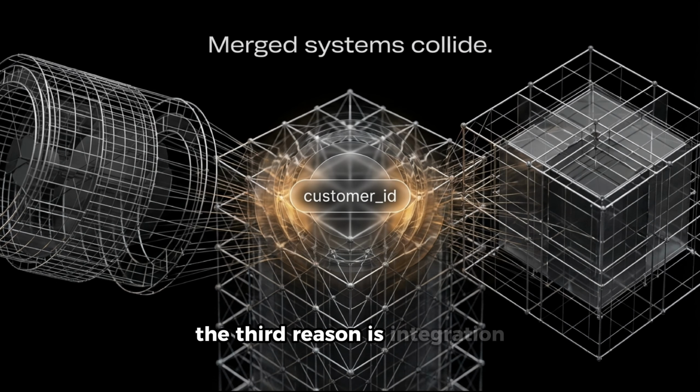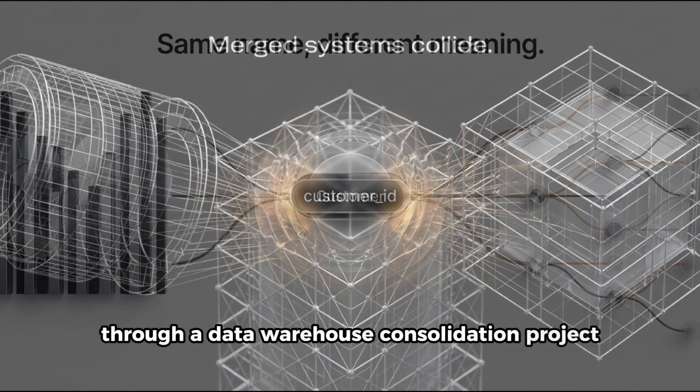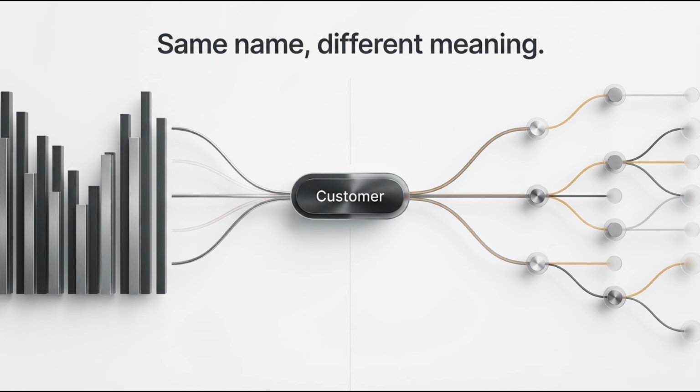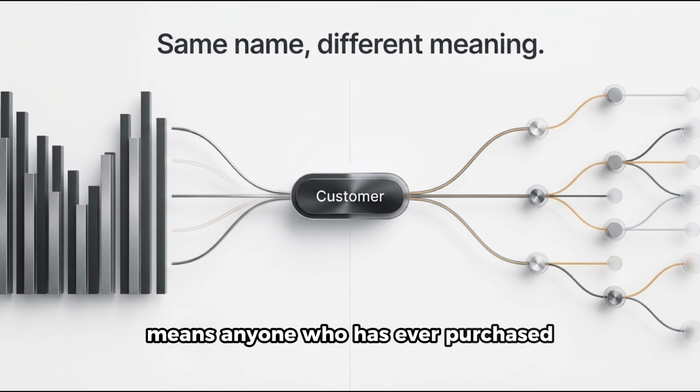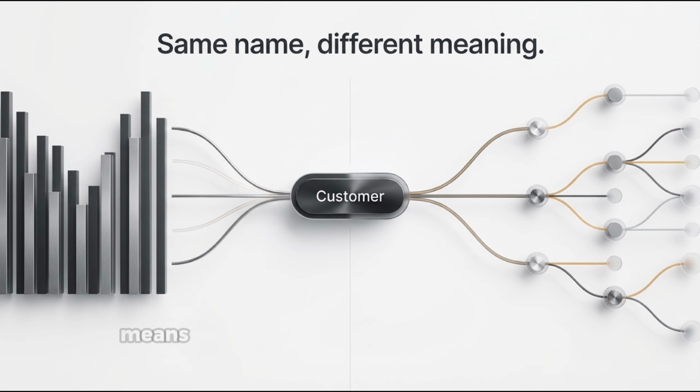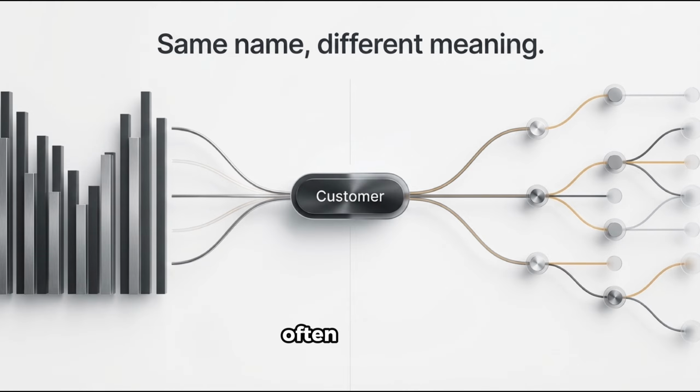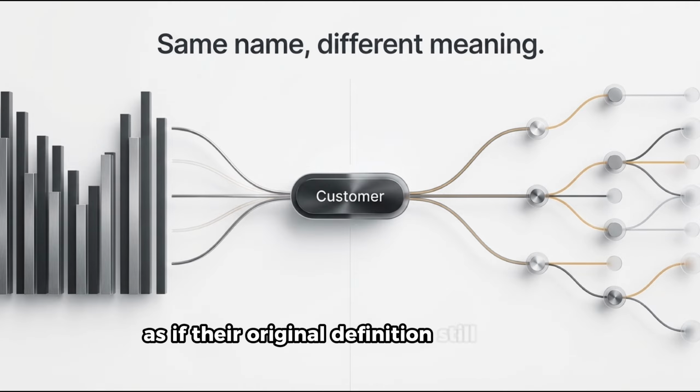The third reason is integration. When 2 systems are merged, through acquisition, through partnership, through a data warehouse consolidation project, columns with the same name from different systems are assumed to mean the same thing. They rarely do. Customer in the sales system means anyone who has ever purchased. Customer in the support system means anyone who has ever opened a ticket. The merged system has one customer table. Which definition won? Often neither. A hybrid emerged that fully matches neither original, and both teams query it as if their original definition still applies.